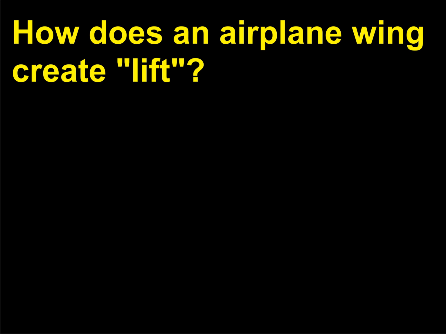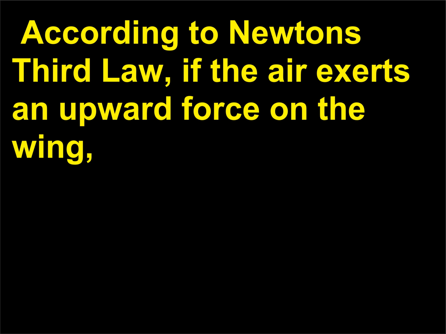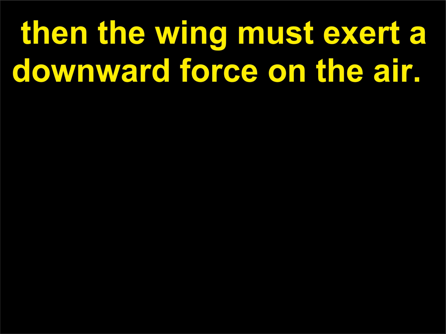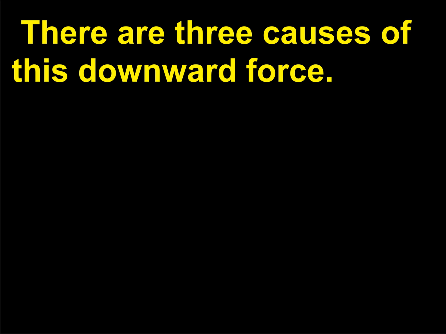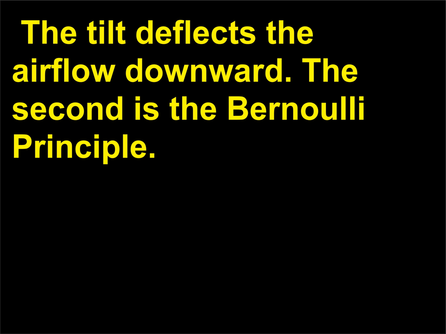How does an airplane wing create lift? The upward force on an airplane wing caused by the air moving past it is called lift. According to Newton's third law, if the air exerts an upward force on the wing, then the wing must exert a downward force on the air. There are three causes of this downward force. The first is the tilt, or angle of attack of the wing. The tilt deflects the airflow downward.